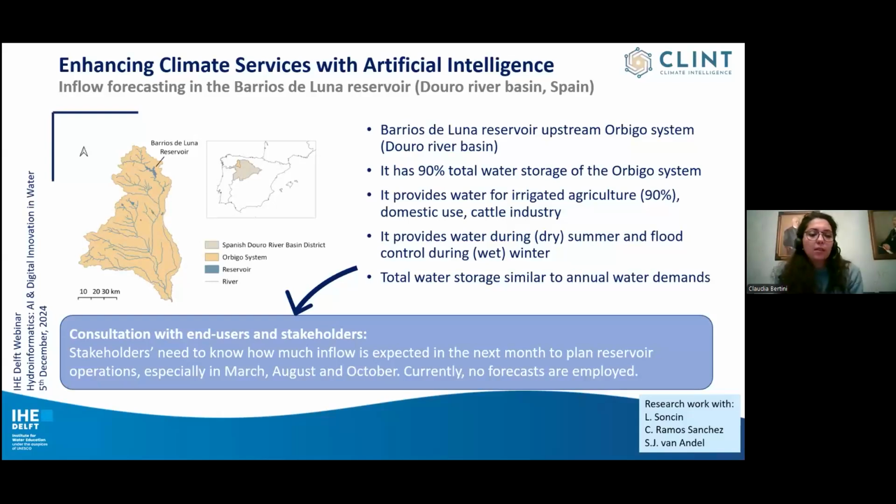What some colleagues did, Celia, a PhD student here at IHE, was to conduct interviews with the stakeholders to know what their problems were. What they found out is that the stakeholders at the moment are not using any kind of forecast. They have some, let's say, guess from previous years of how wet or dry a period is going to be, and the stakeholders actually need to know how much inflow is expected in the next month to plan the reservoir operations.